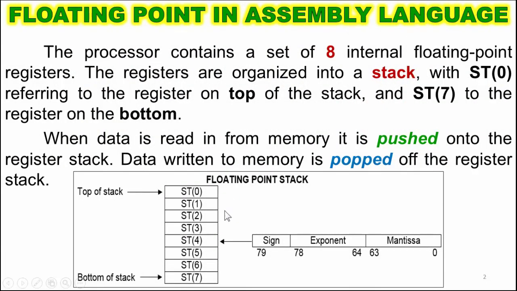The processor contains a set of 8 internal floating point registers. The registers are organized into a stack, with ST(0) referring to the register on top of the stack, and ST(7) referring to the register at the bottom of the stack. When data is read in from memory, it is pushed onto the register stack. Data written to memory is popped off the register stack.